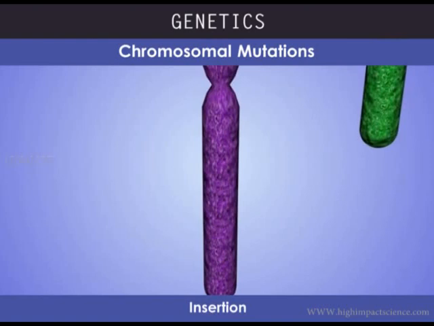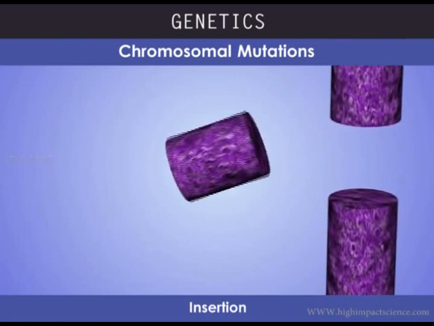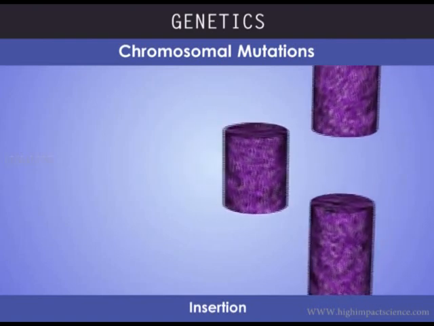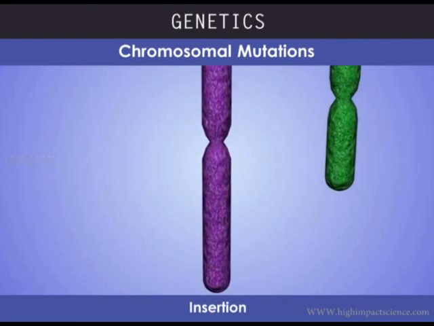During inversion, a section of the chromosome breaks. It then rotates and reattaches itself to the same chromosome. This reverses the gene sequence and can have advantageous or disadvantageous consequences.